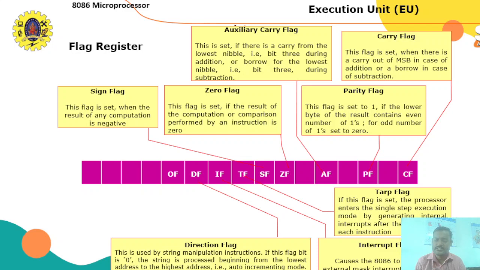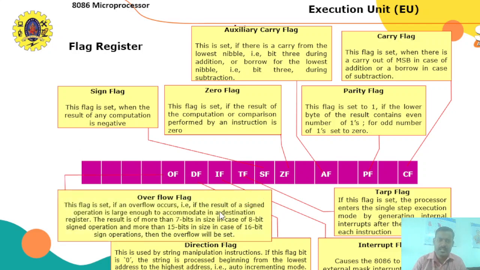Direction means which direction. It indicates whether to increment or decrement. Whenever you use the byte concept, we need to increment one time. Whenever you use a word, we need to increment two times. So increment or decrement is decided by the direction flag, and one time or two times is decided by byte or word.